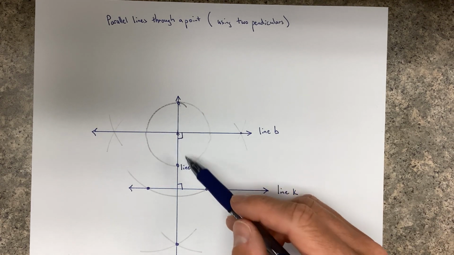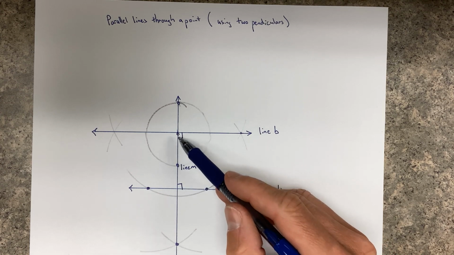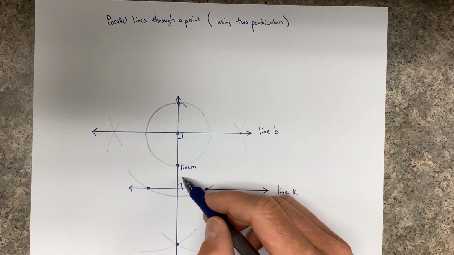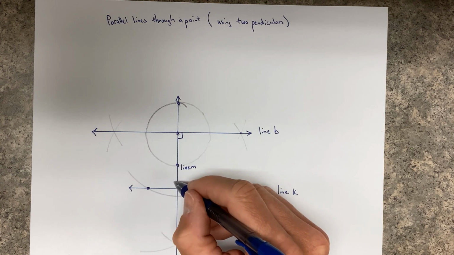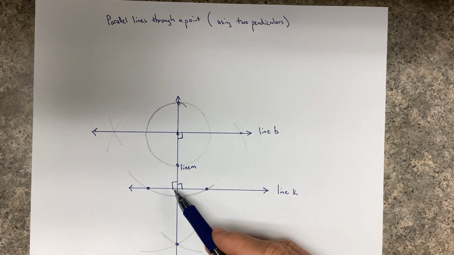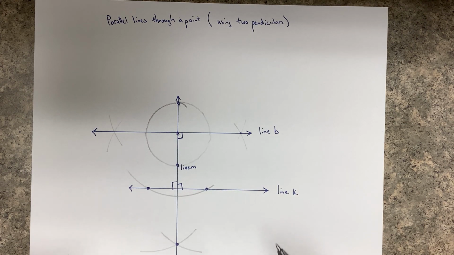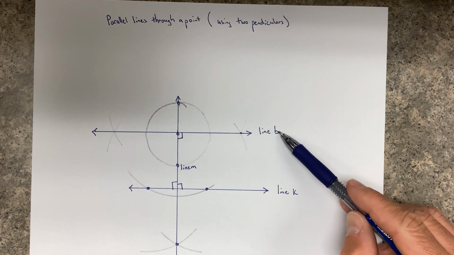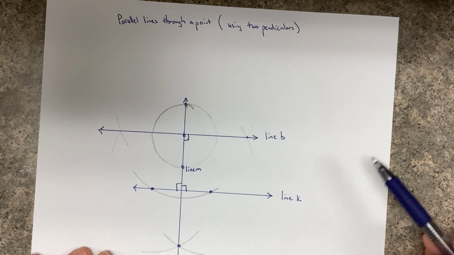These will end up being, this one and this one are consecutive interiors. This one and this one are a linear pair. There's all sorts of things here. This one and this one will be alternate interiors and so on. But all of these are 90-degree angles, which does in fact mean that line B and line K are parallel.